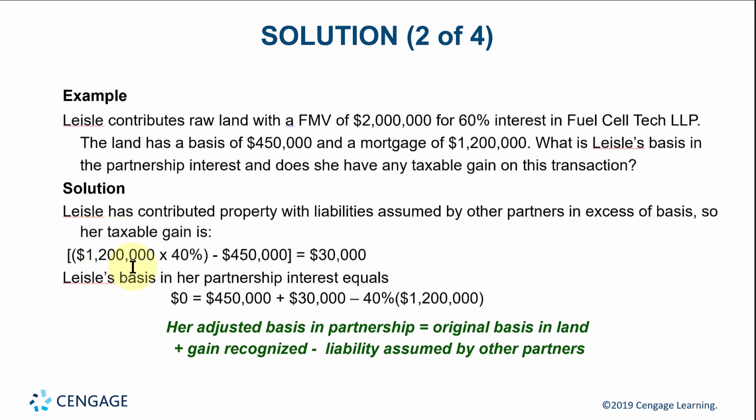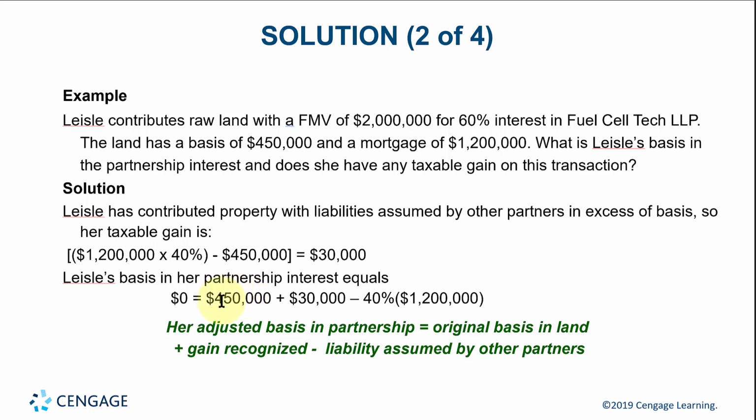480,000. But we learned there may be gain taxable to the contributing partner if the amount of liability being relieved of, 480,000, is larger than the basis of the related property being contributed, here 450,000. So Leslie has to report 30,000 of gain on this contribution and assumption of the mortgage by the partnership. Okay, so 30,000 gain. So now what is Leslie's basis in his or her partnership interest?